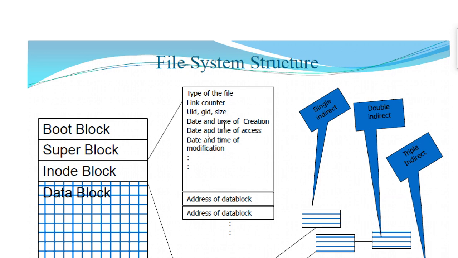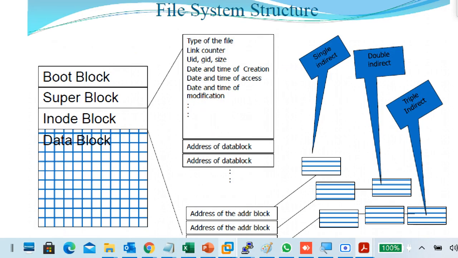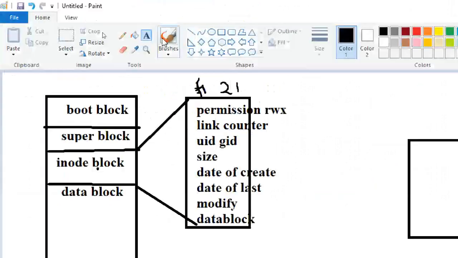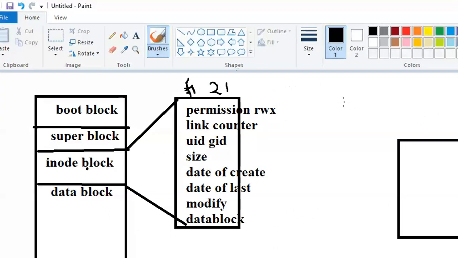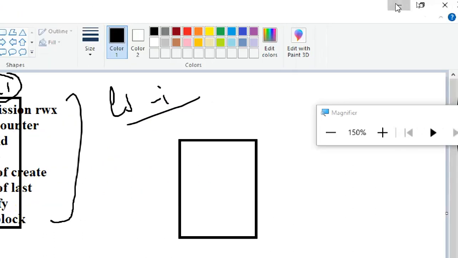In the inode block we have different tables for files and directories. The table contains information about files and directories, like type of file, link counter, GID, UID, size, date and time of creation, date and time of modification, and where the data is stored, the address of the data block. Okay, so this is an inode value. How to check the inode value? You can use ls space hyphen i, then you will get the inode number. It's very simple. Find out what is the inode number. That's it.